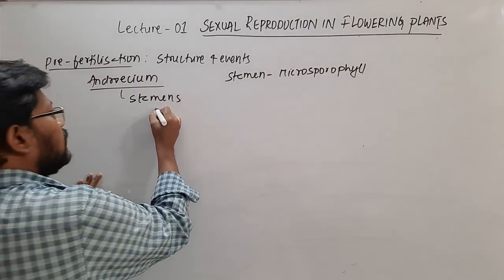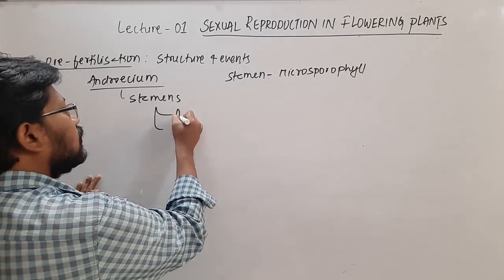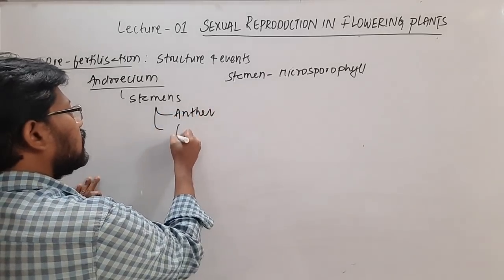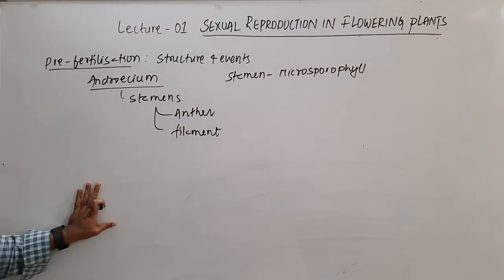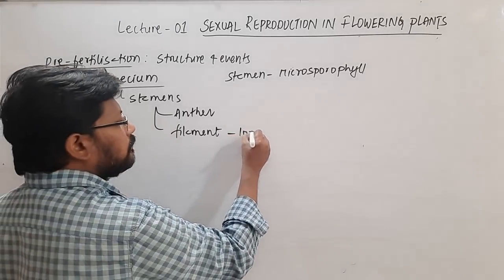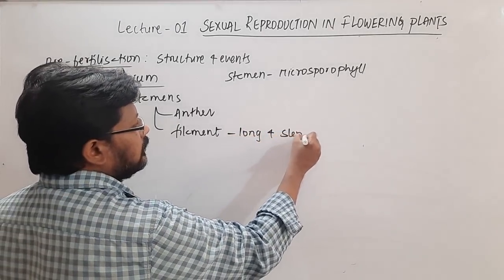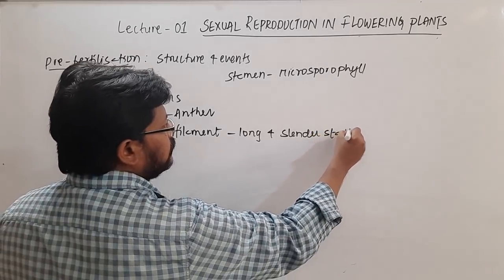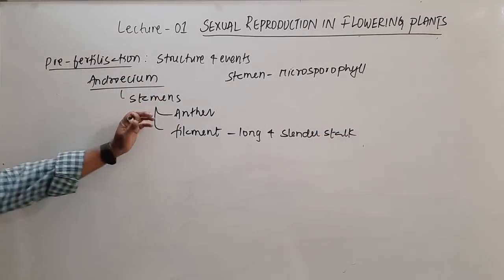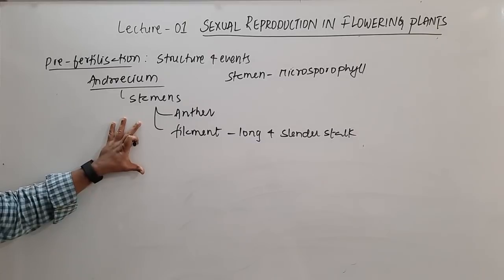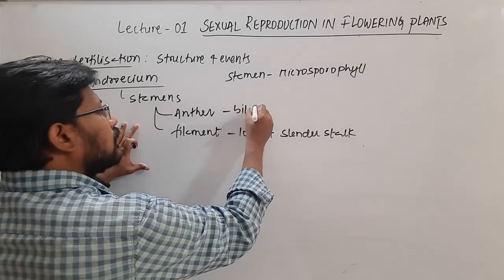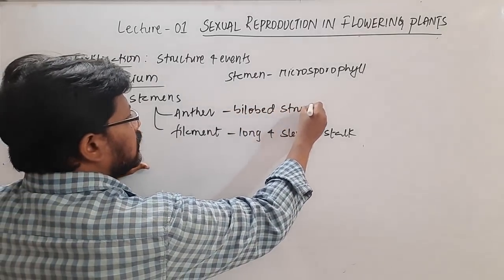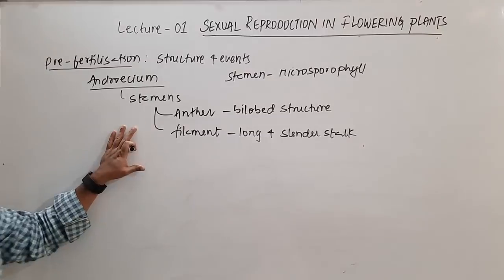And these stamens have two parts. One is the anther, and the other structure is called the filament. This filament is a long and slender stalk on which the anther is attached, right? This anther is a bilobed structure.